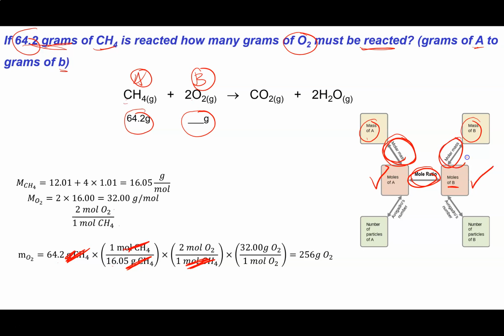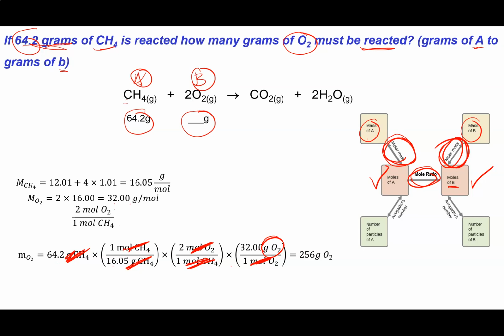And then the final thing that I need to do is to multiply it by my molar mass of my B, which is 32 grams of O2 for every 1 mole of O2. And then that will cancel out my moles of O2, leaving me with what I want, which is my grams of O2. So I feel comfortable about going ahead and doing this calculation now. And so 64.2 times 1 on 16.05 times 2 times 32. I'm going to put all of that into my calculator.